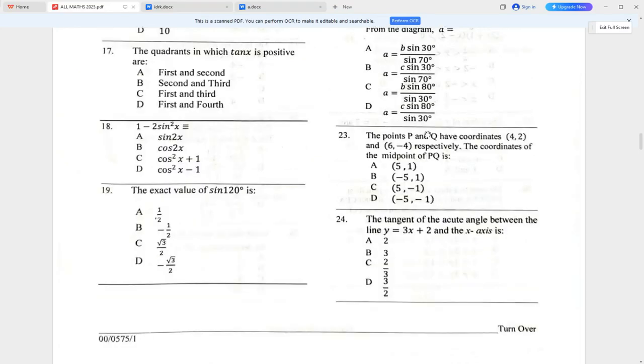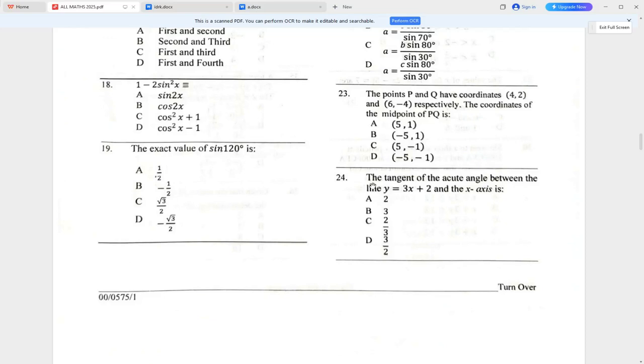Now question 23, the points P and Q have coordinates 4, 2 and 6, -4 respectively. The coordinates of the midpoint of P and Q is, so find the midpoint by summing the x coordinates divided by 2, the y coordinates divided by 2. So 4 plus 6 is equal to 10, 10 divided by 2 is equal to 5. Now 2 plus -4 is equal to -2, -2 divided by 2 is equal to -1. So the coordinate of their midpoint is equal to 5, -1, which is C for question 23.